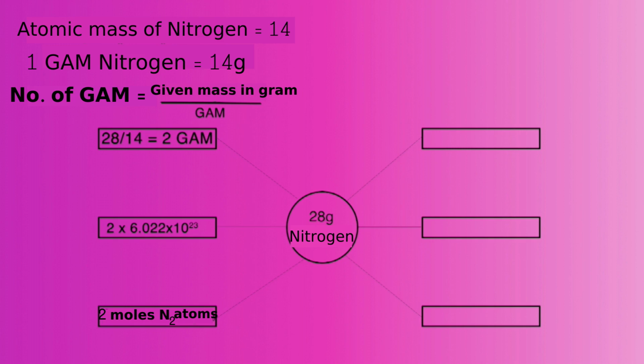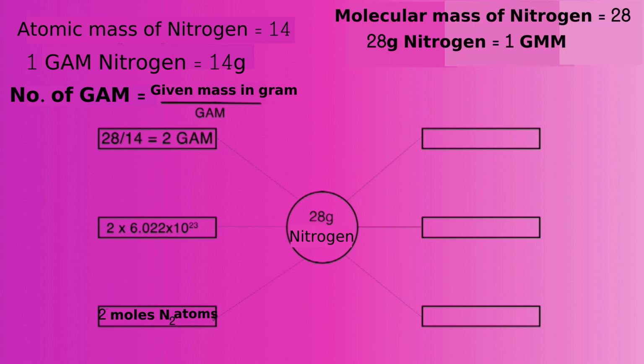Nitrogen is a diatomic molecule. It means the molecular mass of nitrogen is 2 into 14, that's equal to 28 gram. The mass of a substance in grams equal to its molecular mass is called 1 gram molecular mass or 1 GMM of that substance. Molecular mass of nitrogen is equal to 28. Therefore, 28 gram of nitrogen is equal to 1 GMM.